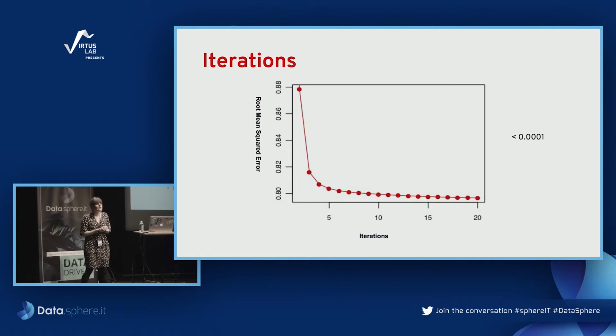So we're just using a basic rule of thumb, which is that if the root mean squared error at iteration t is less than 1,000th of the root mean squared error at iteration t minus 1, the previous iteration, then we stop.